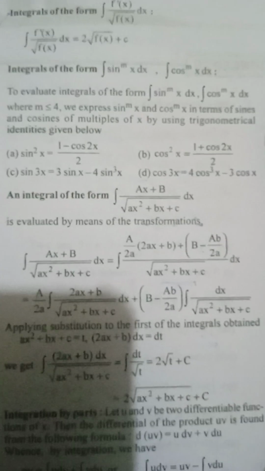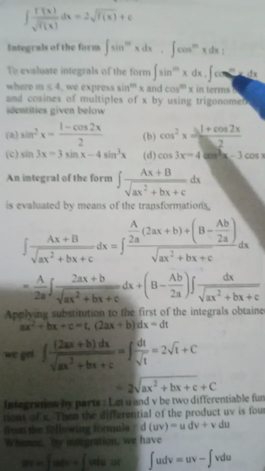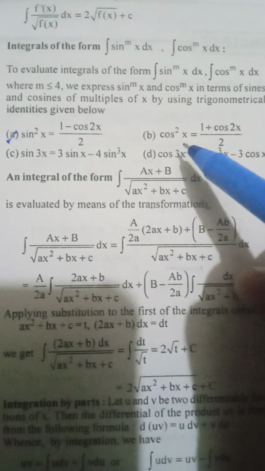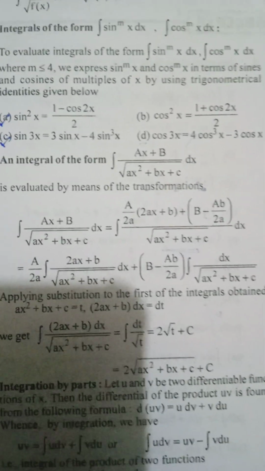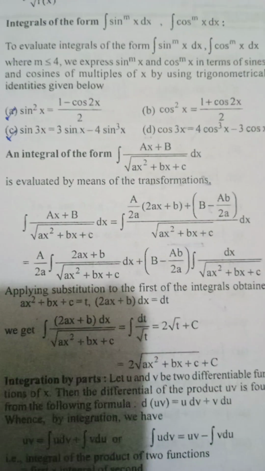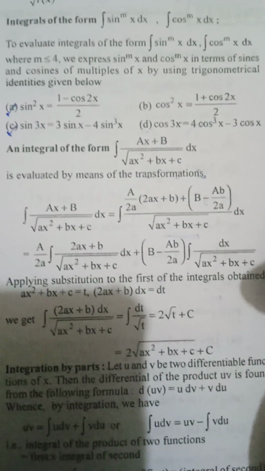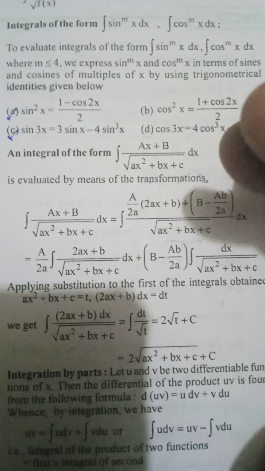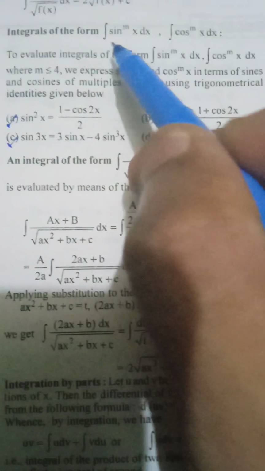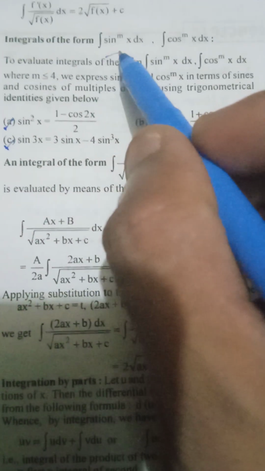So as we all know and have learned in class 11th, these formulas: sin square x is equal to (1 minus cos 2x) by 2, cos square x is (1 plus cos 2x) by 2, and the very famous formulas, sin 3x is 3 sin x minus 4 sin cube x, cos 3x is 4 cos cube x minus 3 cos x. So these are the formulas which we learned in our previous classes. We just have to recall those formulas while solving the integral for higher powers of sine and cos.